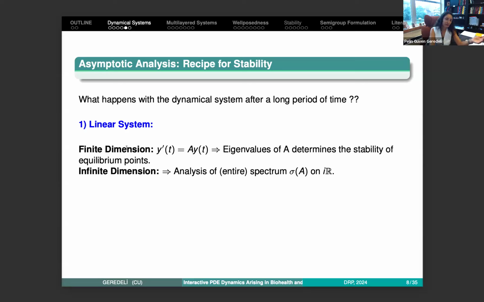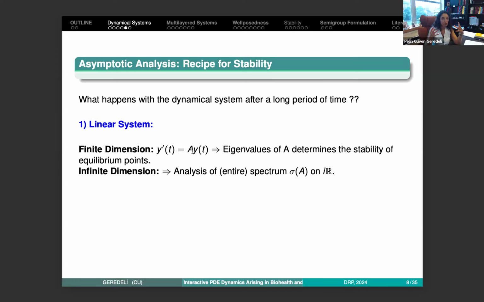So in finite dimension, the spectrum of the operator A only consists of the eigenvalues. That's the reason we are looking at the eigenvalues of this linear operator A. But if you are in infinite dimension, unfortunately, the spectrum analysis is going to be more difficult, because in infinite dimension, the spectrum of this operator A is not going to consist of the eigenvalues only.